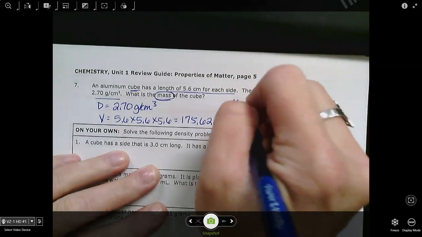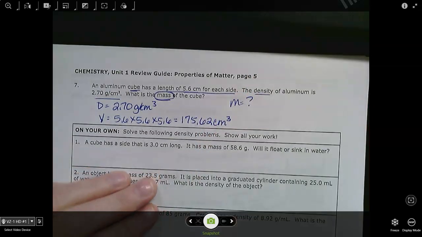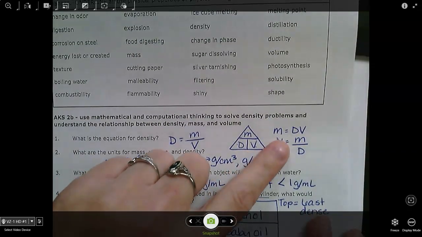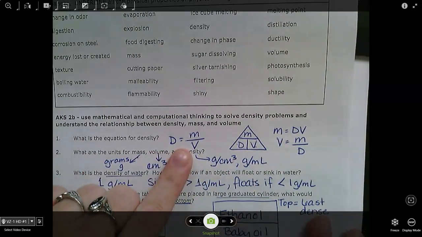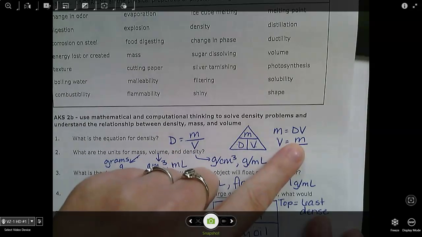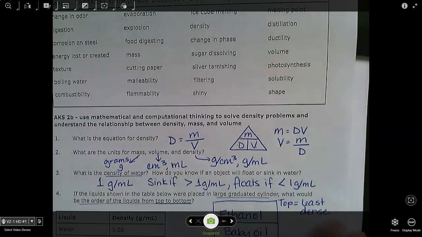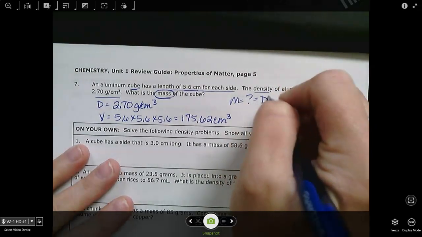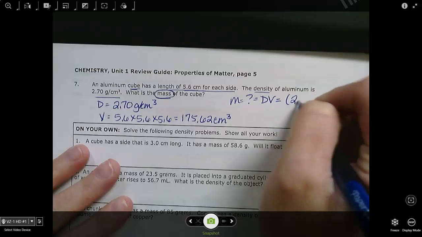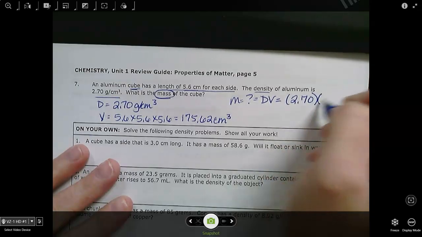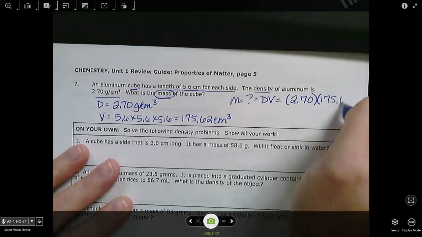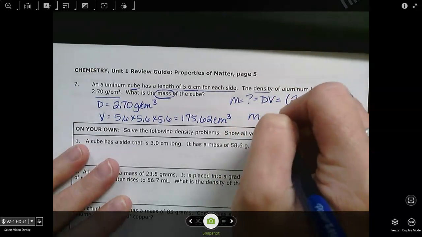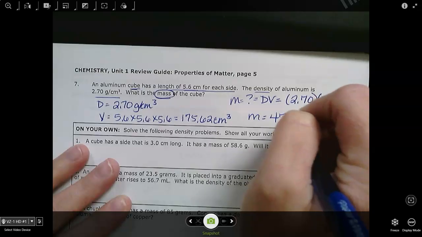Now I want to know what the mass is. So I'm going to go back and look at my original triangle here because I want mass. I don't want to use this equation because it's solving for density. So I'm going to use mass is equal to the density times the volume because those are the 2 values I have. Makes it very easy to substitute in 2.70 times 175.62, and the mass of my aluminum cube is 474.